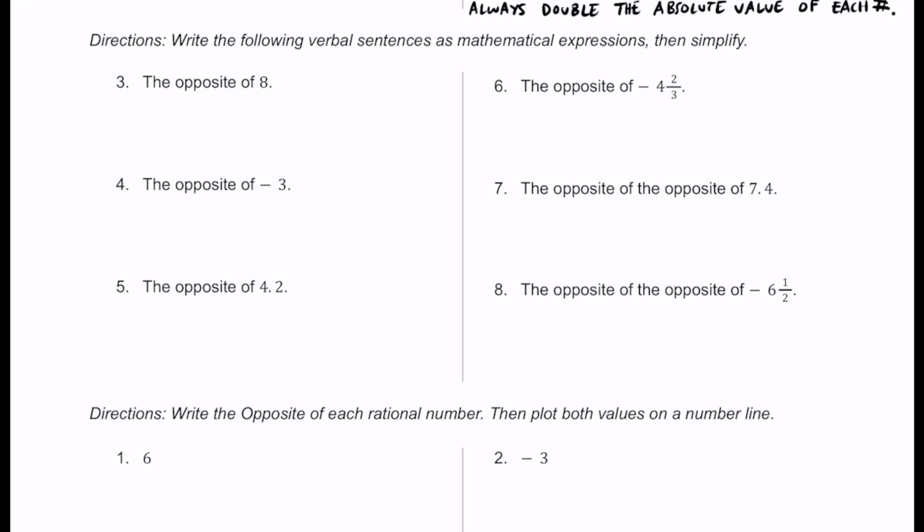So for number 3, let's take a look. We have the opposite of 8. So the word opposite here means that we're going to throw on a negative. So the opposite of 8 is really just -8, right? So that's all we can do for this one.